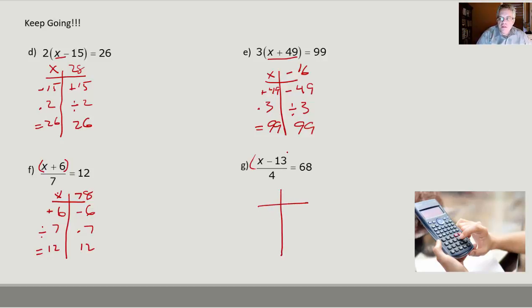Again, all of this is in the numerator, so that comes first. So we have x, and then we're going to subtract 13. We're going to divide by 4, and it's supposed to be 68. So do 68 times 4. It's a times there, not a minus. Sorry about that. I'm going to do plus 13, and you end up with 285.